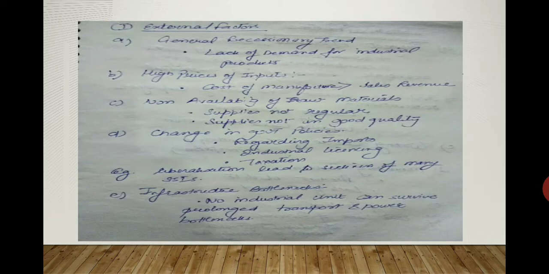Next comes the non-availability of raw materials. We are not getting the supplies at the correct time, and the supplies we are getting are not good in quality. This also creates industrial sickness. The next is government policies. Anything related to government policy on imports, industrial licensing, taxation policies, giving more and more exemptions to the people. Then also unscrupulous people may get indulged and deliberately create industrial sickness for the entity.